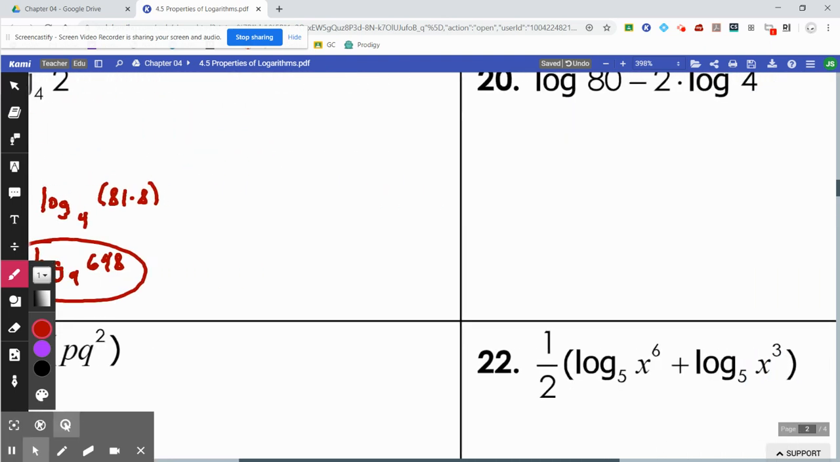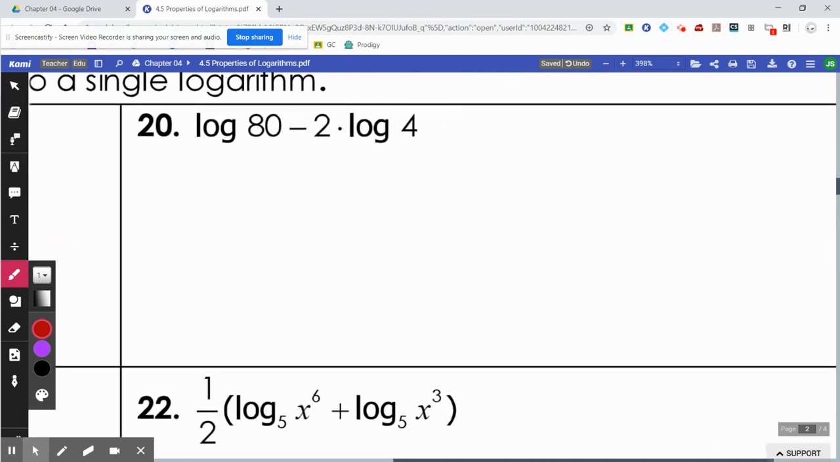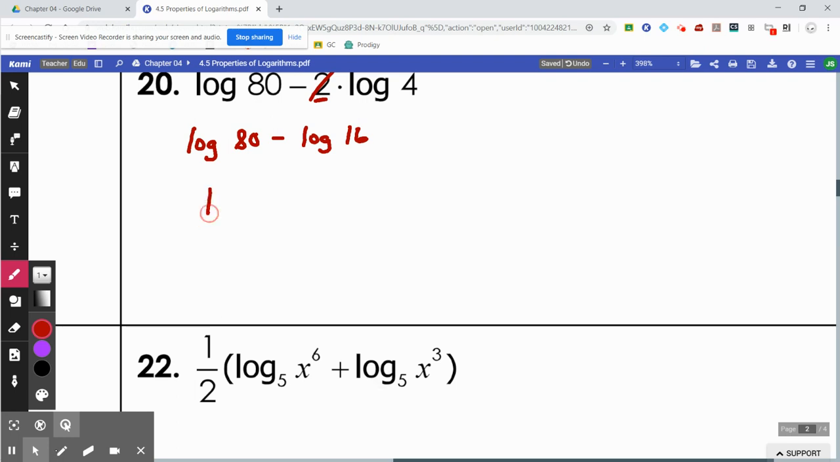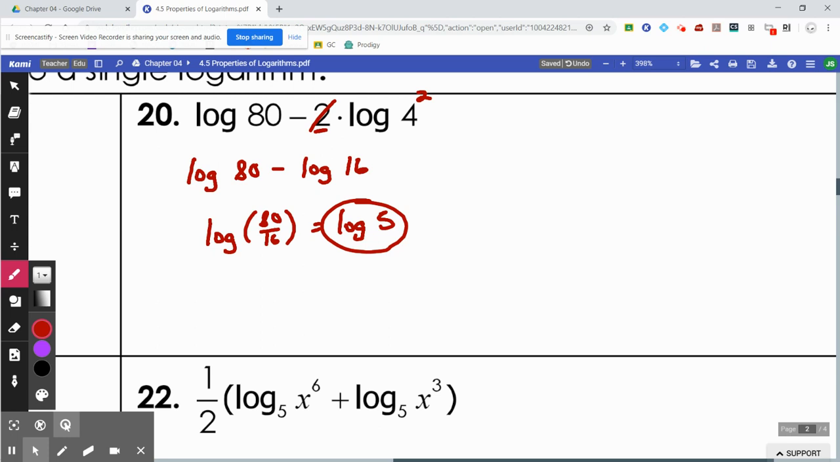Okay, number 20. The log of 80 minus, now we have a 2 here that can be moved back up top. So we now have the log of 80 minus the log of, let's go ahead and clean that up, that'd be 16. Your quotient rule says anytime you have the difference between two logs, you can write it as a quotient. So it'd be 80 over 16 or simply the log of 5 to clean that up.